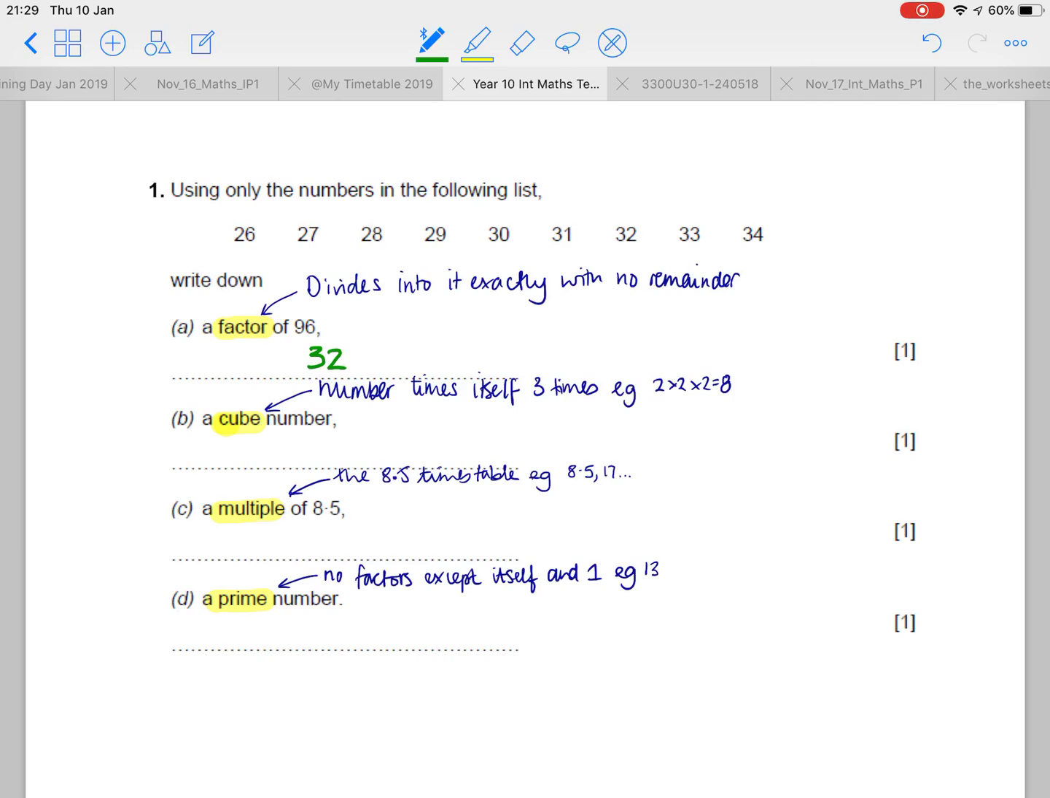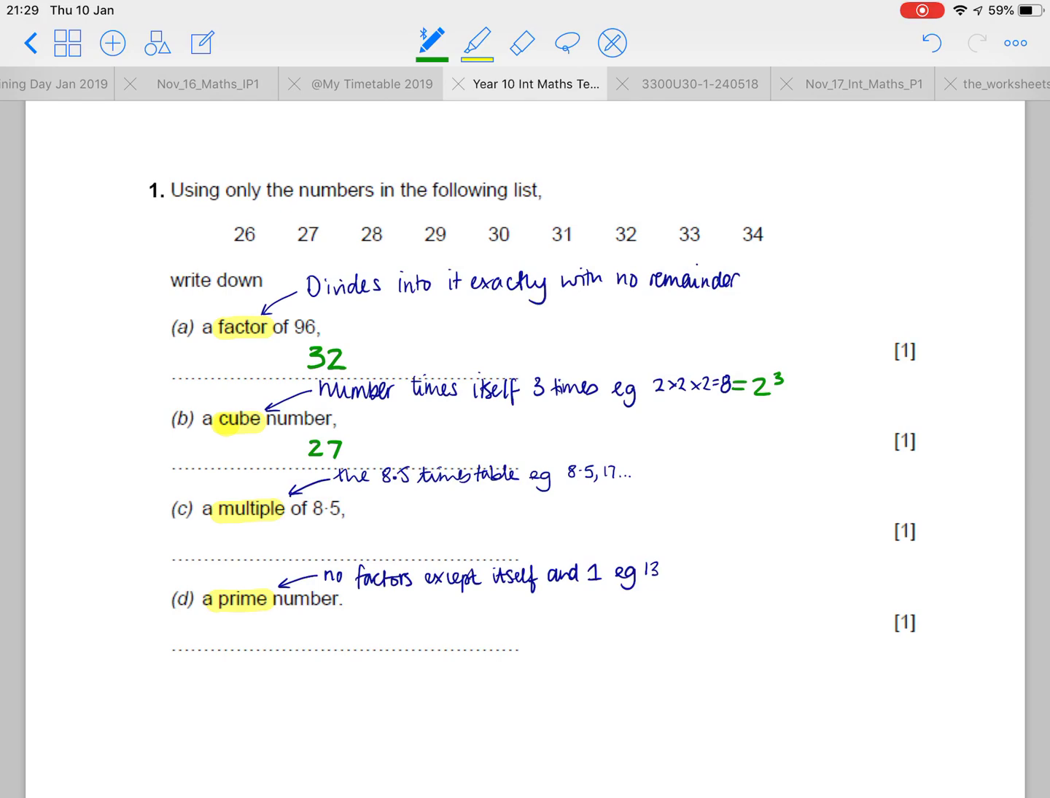A cube number multiplies by itself 3 times. For example, 2 cubed is 2 times 2 times 2. The number we're looking for is 27 from 3 times 3 times 3.